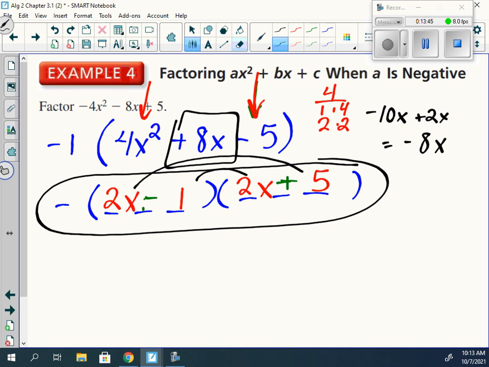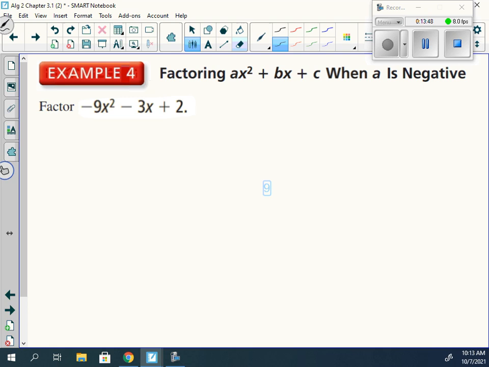Be ready for the next one. Negative 9x squared minus 3x plus 2. What would we do first? So we can factor out a negative 1, yes? So we can say negative parentheses.